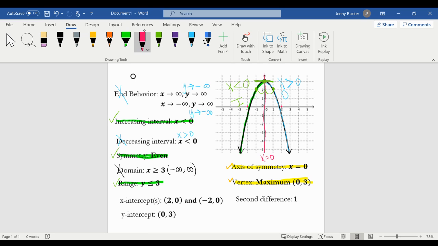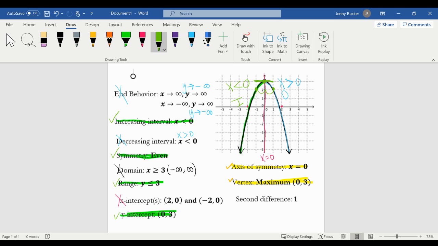We can take a look at our x-intercepts. The parabola is close to (2, 0) and (-2, 0), but those are not actually x-intercepts for this parabola. However, it does have a y-intercept of (0, 3), which we've already identified as the vertex.